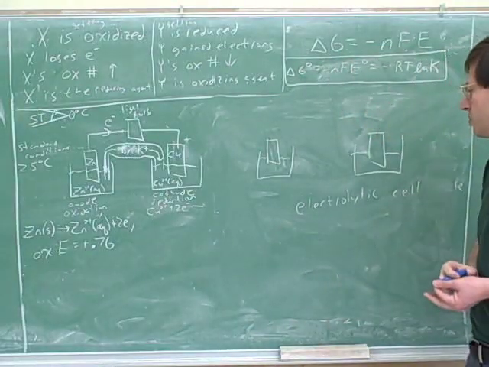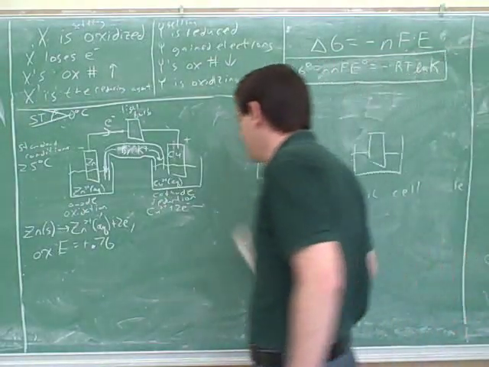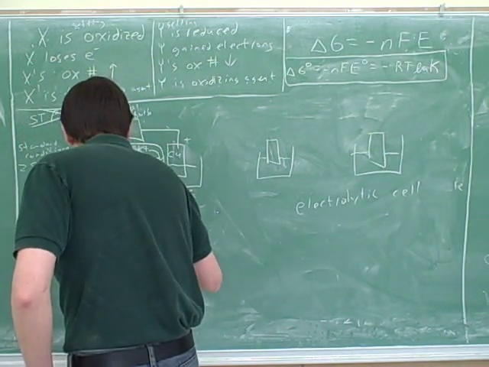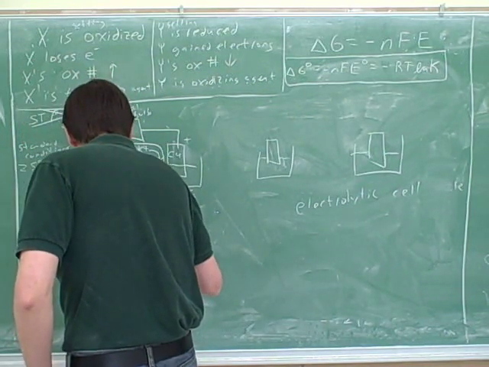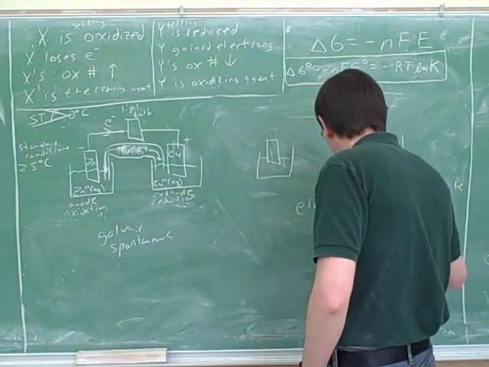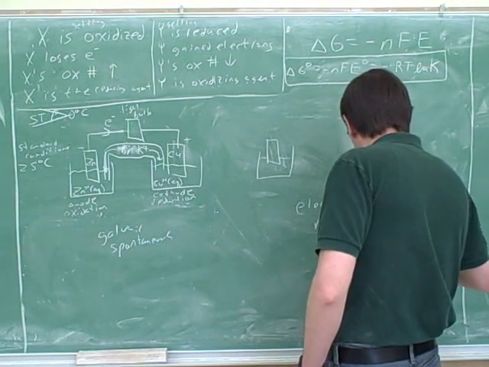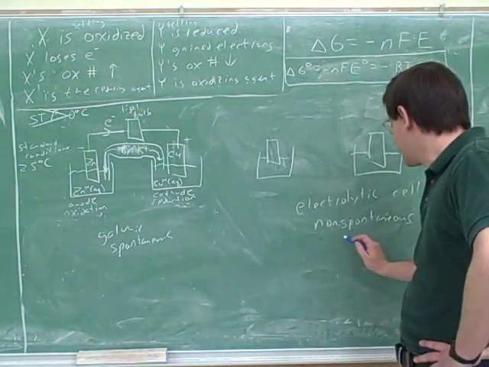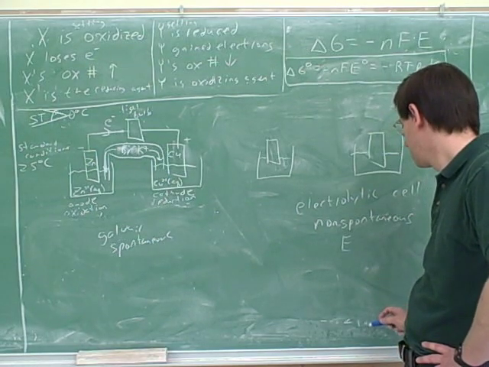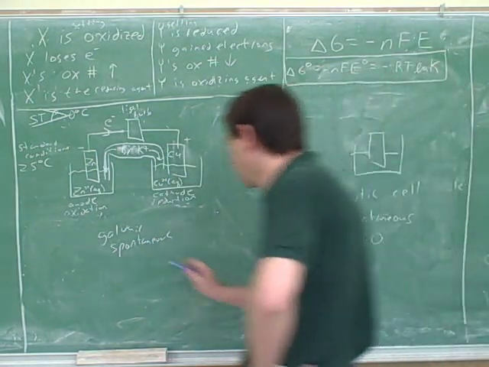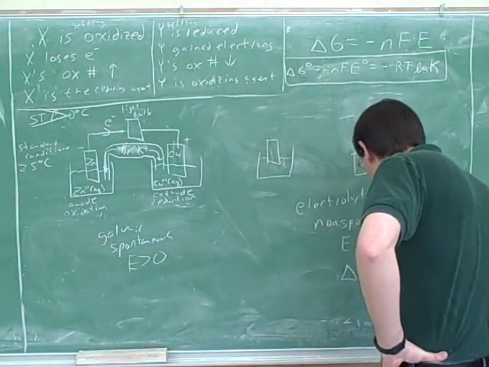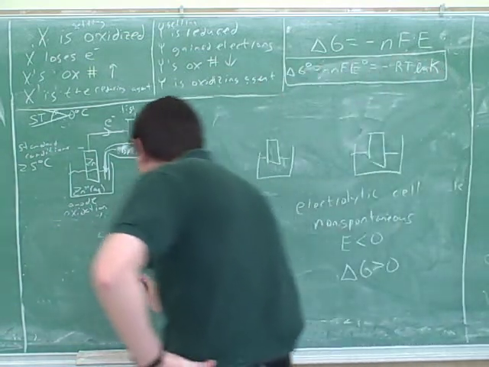Going to do an electrolytic cell. So would this be a spontaneous or non-spontaneous reaction? So what does that tell us about the E? It's going to be smaller or negative. And how about the delta G? Positive, because E and delta G have opposite meanings.